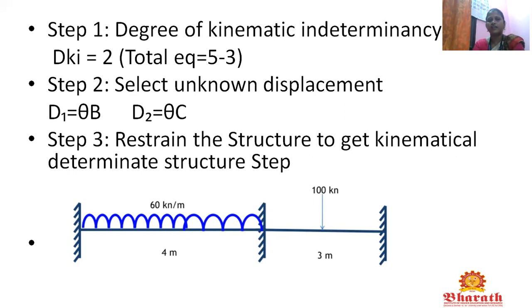So the first step is we calculate the degree of kinematic indeterminacy, that is DKI, which is equal to 2. Next, step number 2. In step number 2, we are going to select the unknown displacements. Based on step number 1, how many degrees of kinematic indeterminacy did we get? 2. According to that, we are going to select the unknown displacements, that is Di.